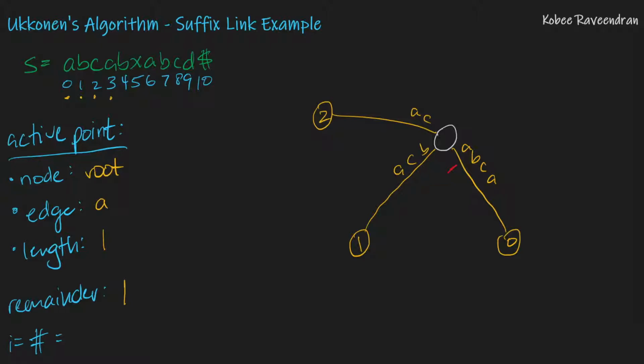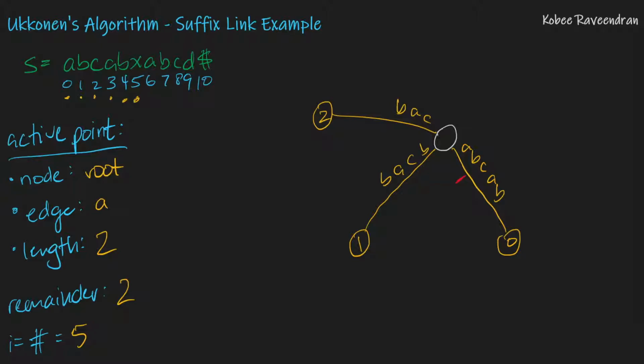So next iteration 4, taking the B, I'll just go ahead and update the remainder to 2. We will add that B to all of the current leaf edges. And since from our active point the next character already matches B, we will update our active point. Now that is right after the B, and I'll go ahead and do that in the table as well by incrementing the active length to 2. All right, we're done with this iteration. Now we go to iteration 5.